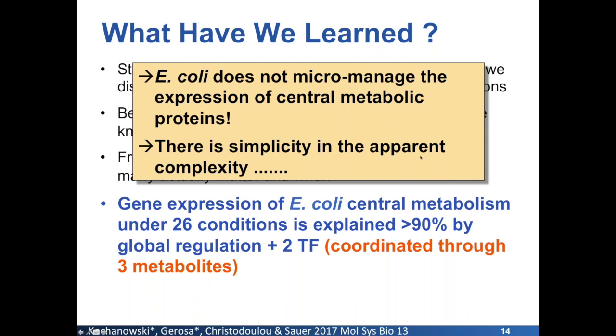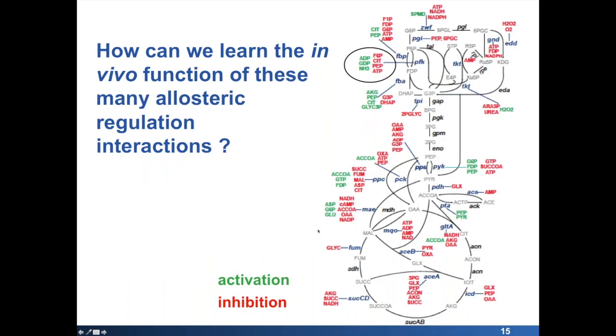So what I showed you before was a huge amount of regulatory interactions, but we don't need to understand all of this in detail. In fact, if you want to re-engineer the cells, we should really focus on those 3 metabolites and those 2 transcription factors. Okay, so that's the first part, and I would like to move a little bit into a more mechanistic direction, but still looking at metabolic regulation.